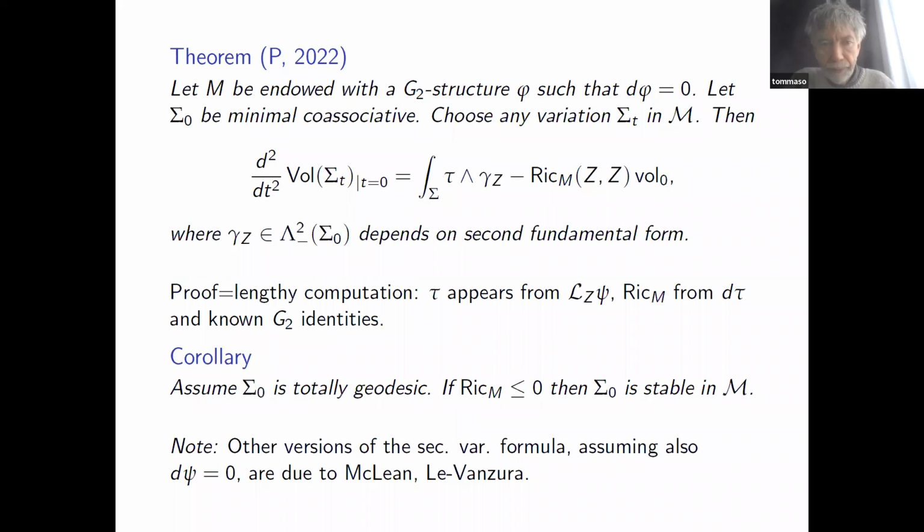And when you do that, it turns out that the second variation formula once again has a shape which is very similar to the Kähler situation. You see in this integral, there is a first term which concerns the global geometry of the torsion tensor, and a second term which once again, and this, I think, is a little miracle of G2 geometry, produces exactly the Ricci tensor again.